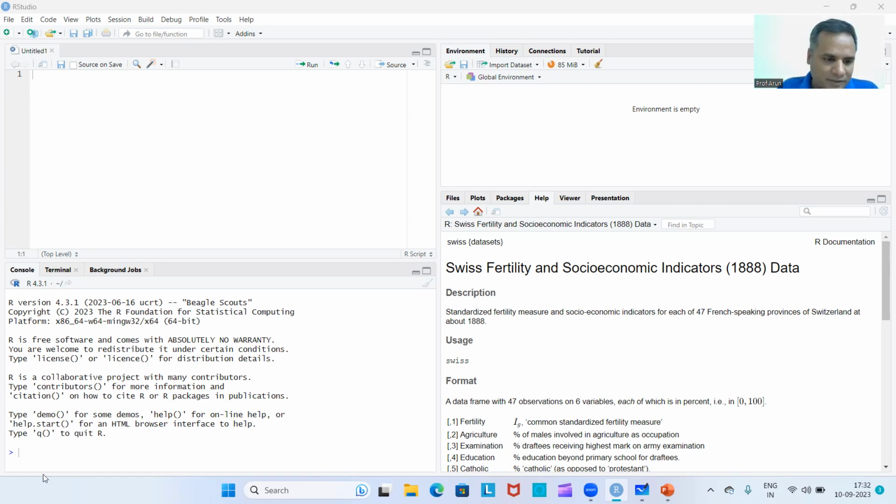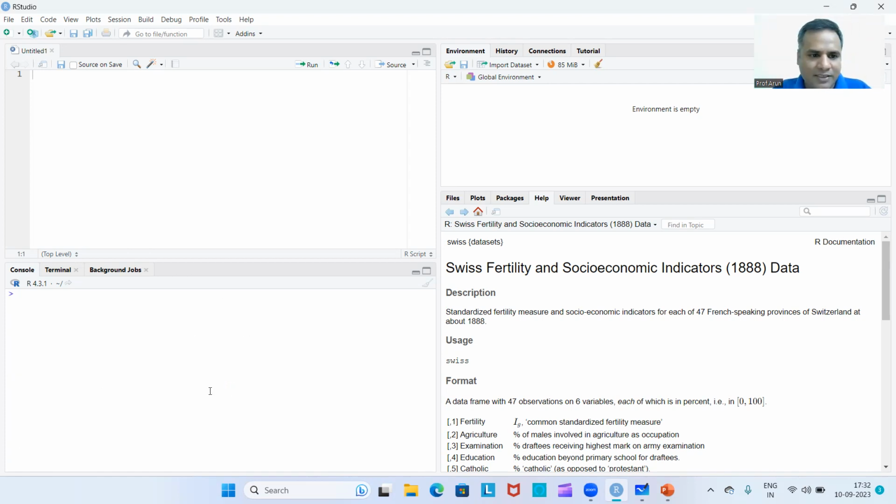The first window is the script window. The second window is your calculator. Let me clean it with Control L. If I press Control L, this console section will be cleaned. This console section is the output section, so whatever output you want, you will get in the console section.